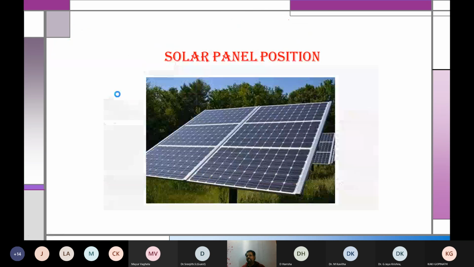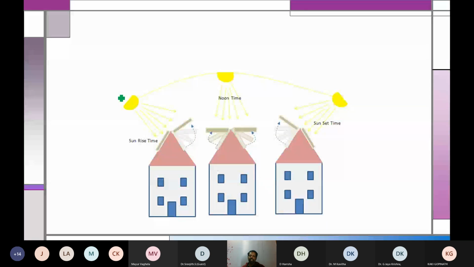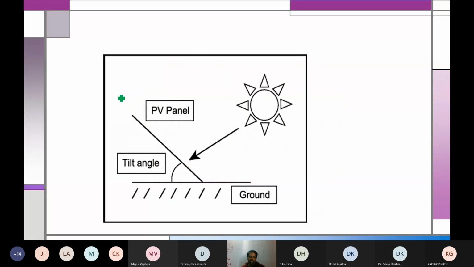The angle at which it is tilted is called the tilt angle. I'll just show you here. You can see here, this is the tilt angle. And this tilt angle will change with respect to regions. It will change with respect to country, with respect to regions, with respect to states, everything. It's not fixed.